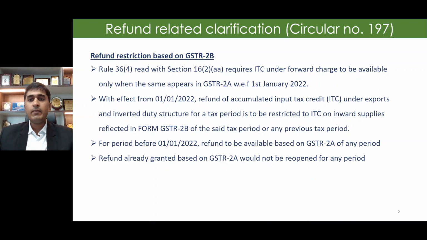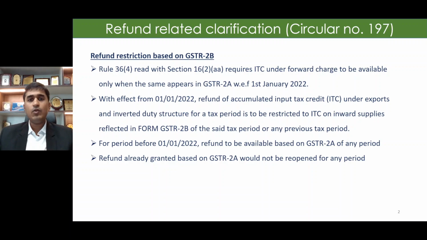That means if I am, let's say, filing the refund for February 22, I can only avail the refund for that ITC which is appearing in GSTR 2B of Feb 22 or any period before that. If the invoice is appearing in 2B of, let's say, April 22, the refund is going to be restricted. For any period before 1st Jan 22, the refund would still be eligible based on the current norms, which is based on GSTR 2A of any period.